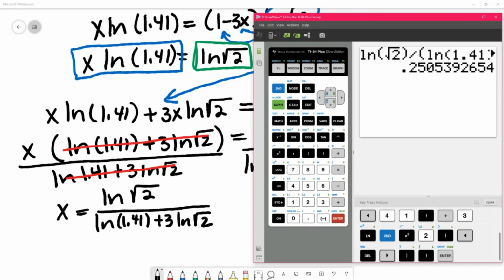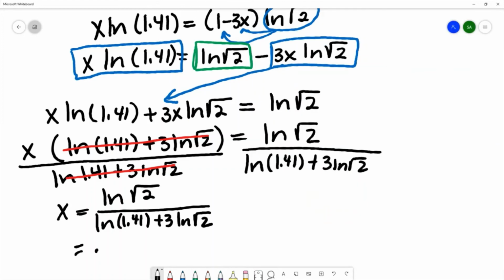And this gives us the approximation of 0.25, and let's round that to 3 decimal places, 0.251. So we have the solution to our exponential equation being 0.251.